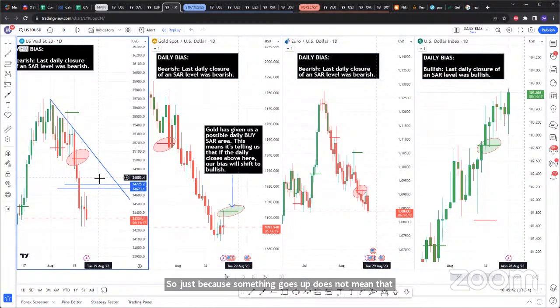So always ask yourself, what is going to be my radar to tell me to look for buys, to tell me to look for sells? For me, it's the SAR on the daily.